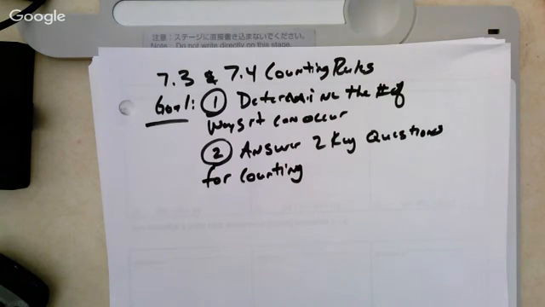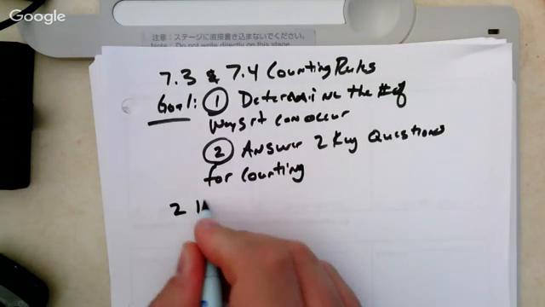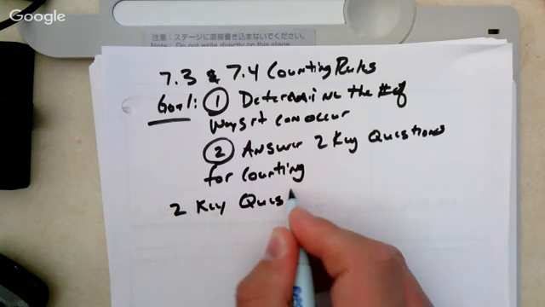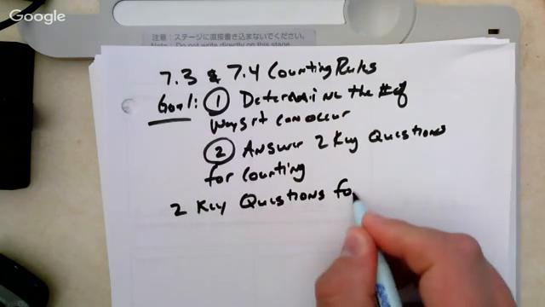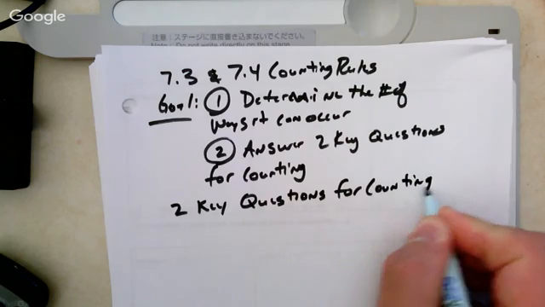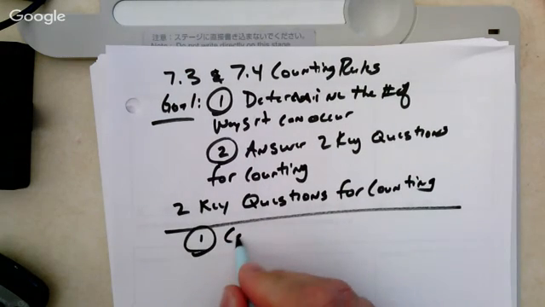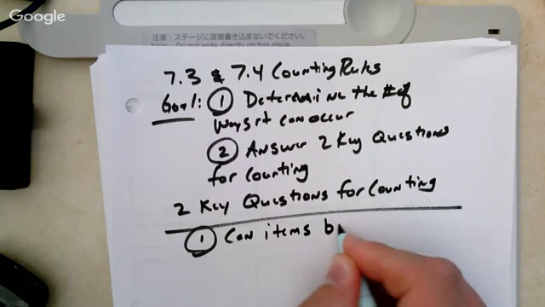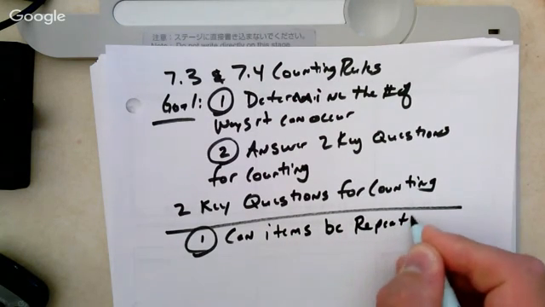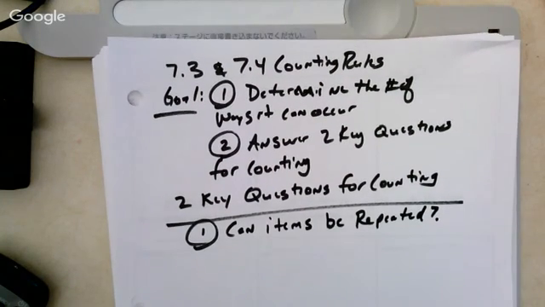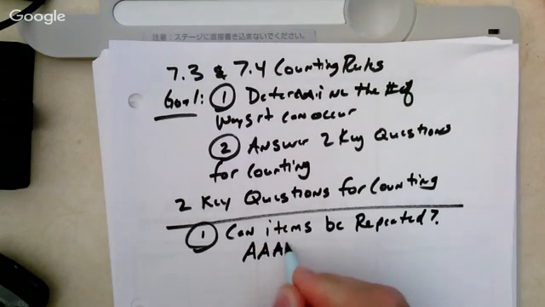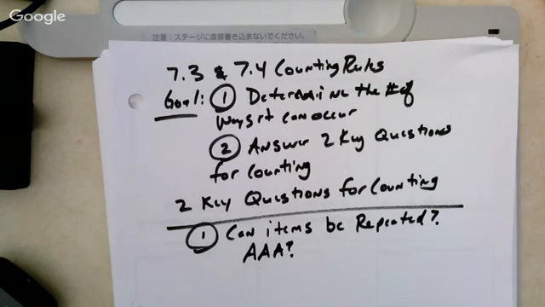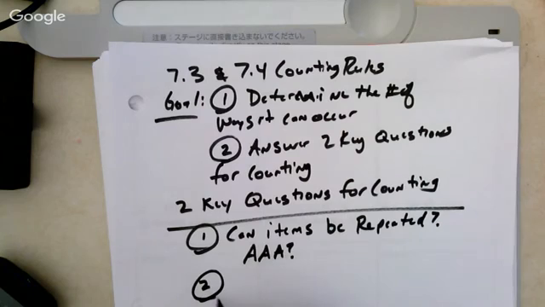And number 2, answer the 2 key questions for counting. You may say, what are those 2 key questions? Here we go, the 2 key questions for counting. And away we go. Here they are. Number 1, can the items be repeated, or can results be repeated? Like, can you have A for the first, A for the second, A for the third. And the second question is, does the order matter?